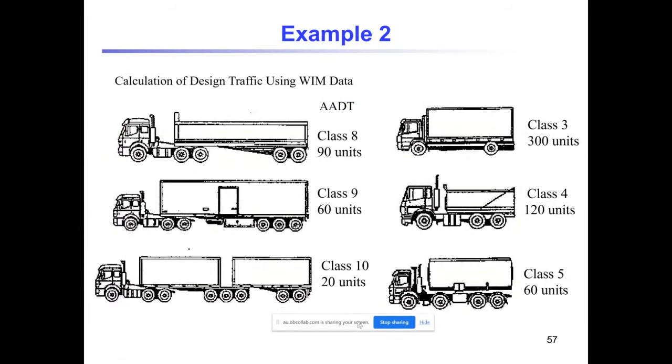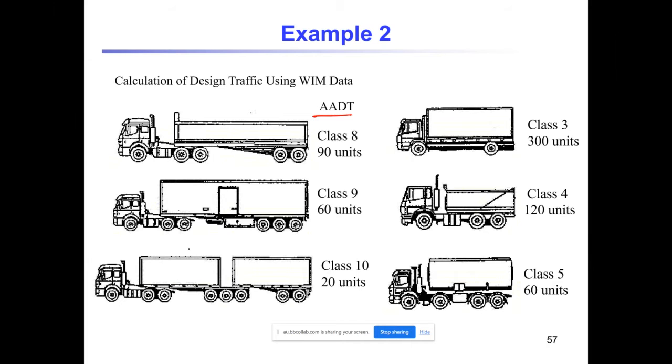Last week I solved one example and we used some presumptive values to determine the design traffic. This is a more important example that I'm going to solve here. In this example, we are going to use the survey data, the weigh-in-motion survey data. Based on the survey data, we know how many heavy vehicles pass through the road during the design life. Based on the survey data, we have the value for average annual daily traffic.